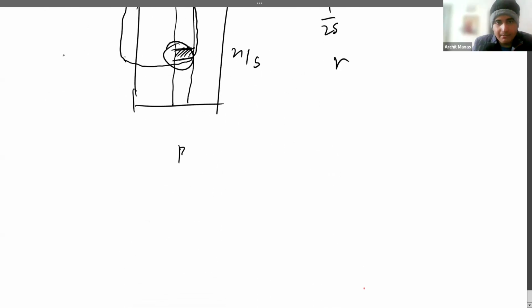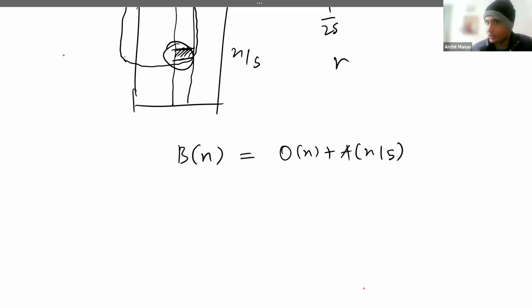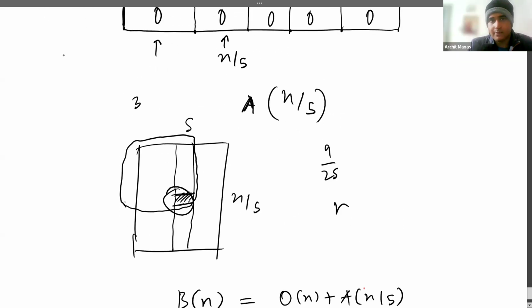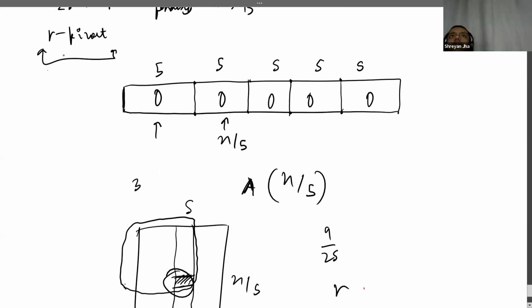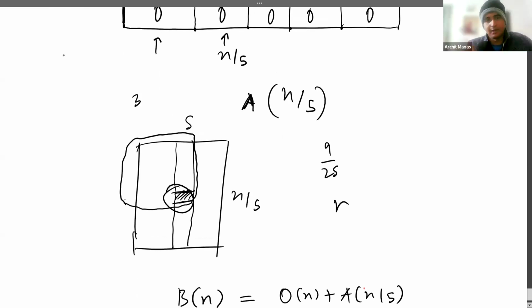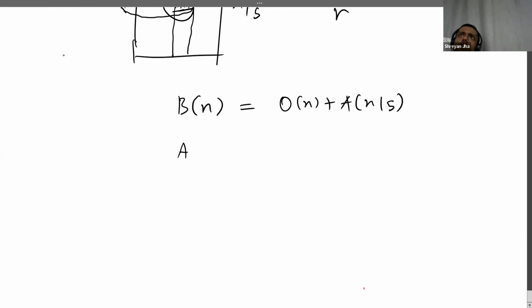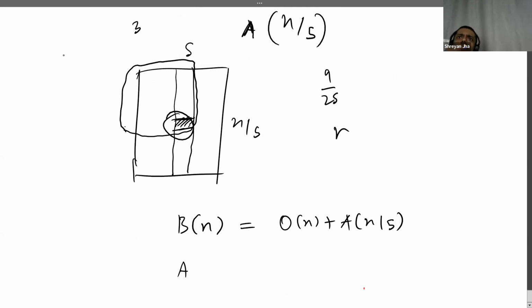So how much time did B take? B took something like B of n equal to linear time plus A of n over 5. And now let's take a look at A of n over 5. I can find the 5 things in constant time anyway. Just query everything, figure out the median. But he's going to have to figure out 5 medians.